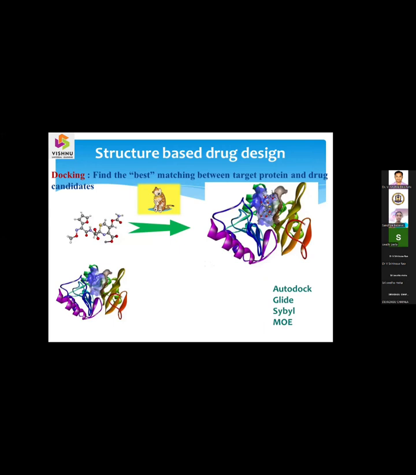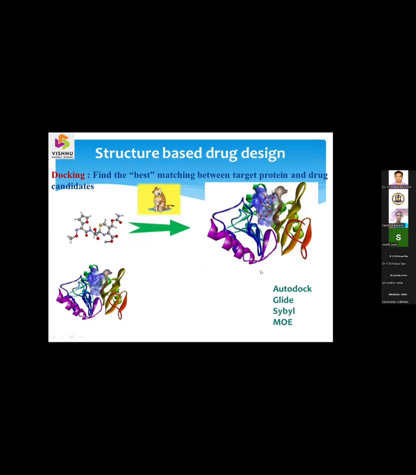Next is structure-based drug design, docking. In docking, we first look for the best match between the target protein and drug candidates. This is the drug candidate and this is the targeted protein. How well is this ligand binding to the active site of the targeted protein? Here in the animation, we can see the best matching, how our ligand is binding to the active site of the target protein. That is what we do in docking studies.